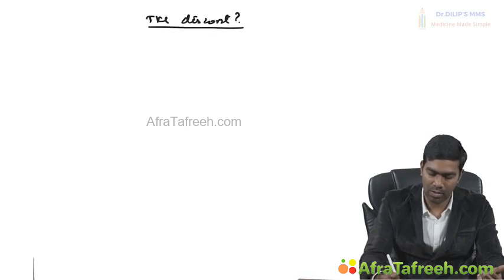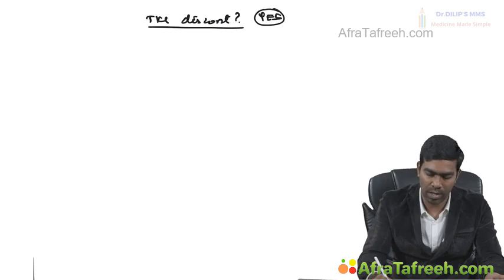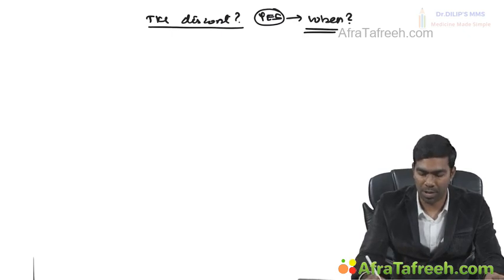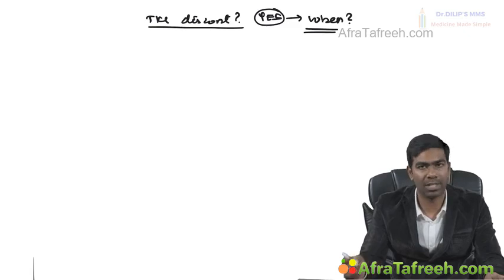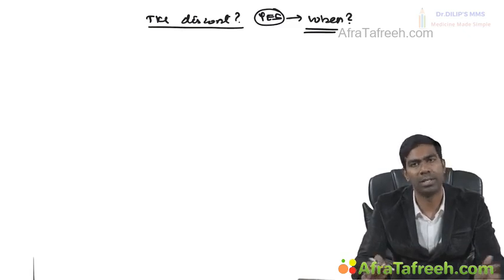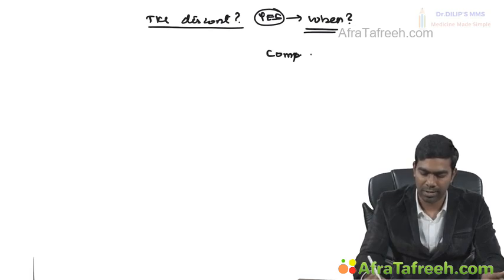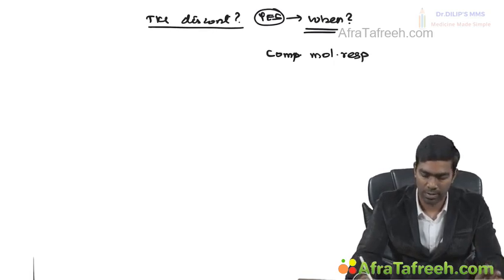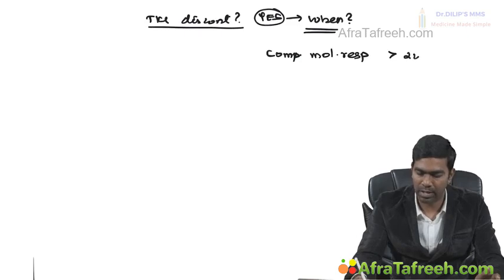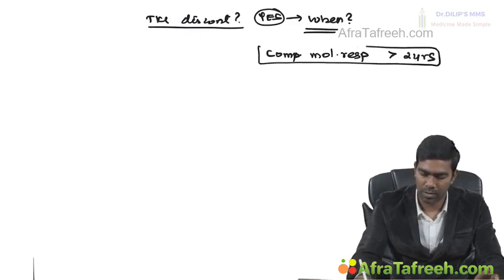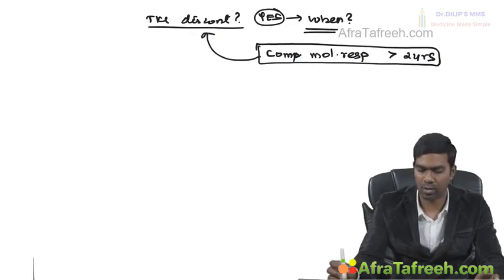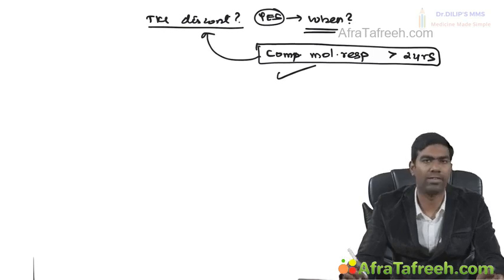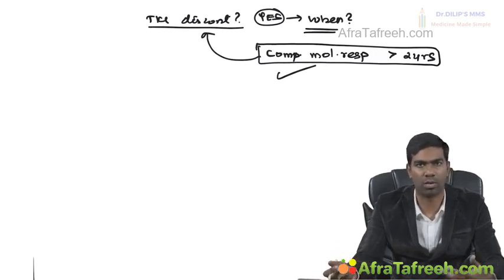And finally, whether you can discontinue TKI or not. Can TKI be discontinued over time? Actually, yes, you can discontinue. But when? You have to answer this question also. When your complete molecular response, I'm not talking about a major molecular response. There's a difference between major molecular response and complete molecular response. Complete molecular response means undetectable BCR-ABL transcript, more than 4.5 log reduction. If complete molecular response is maintained for more than 2 years, you can discontinue the TKI, no problem, and wait and observe the patient whether they go for relapse or not.